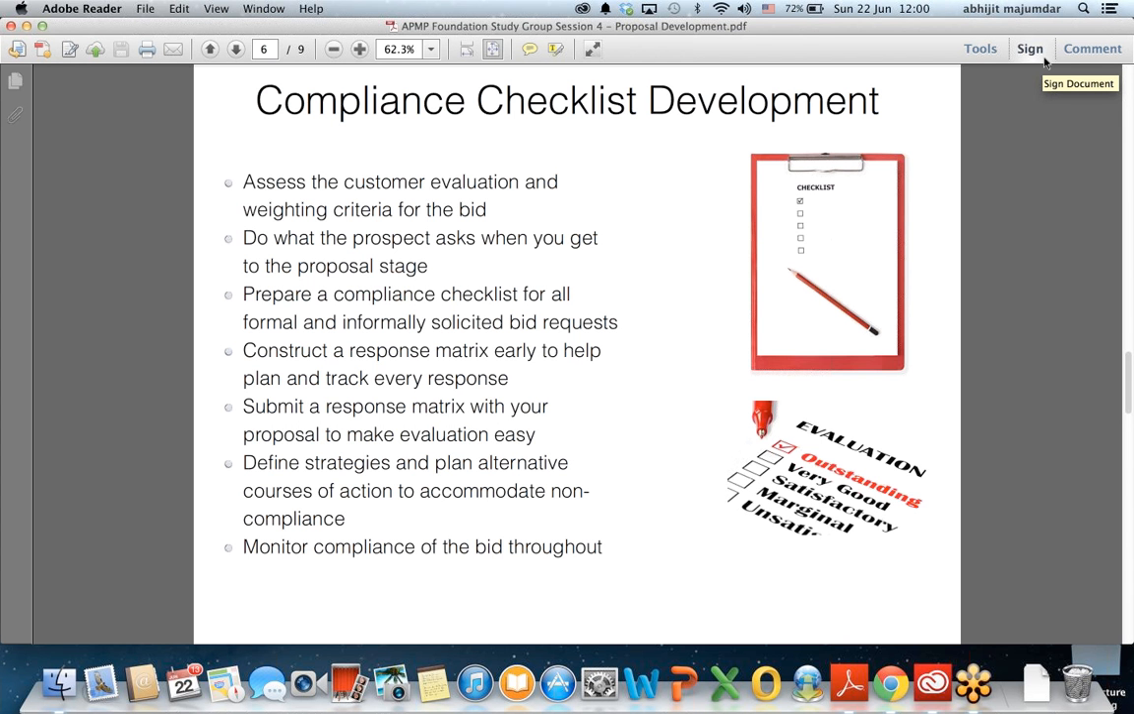Like, why is this customer procuring these services or this particular solution? What is the outcome expected from this procurement? Remember one thing: when the customer procures a solution or a service, he is not just procuring that solution or the service for the heck of it.